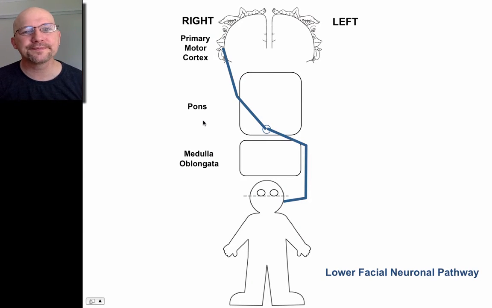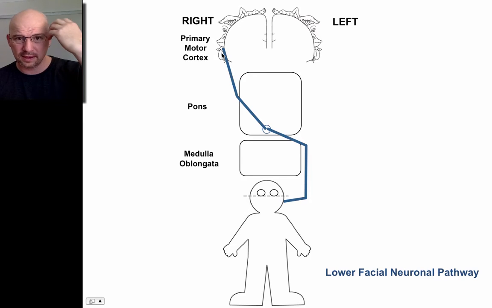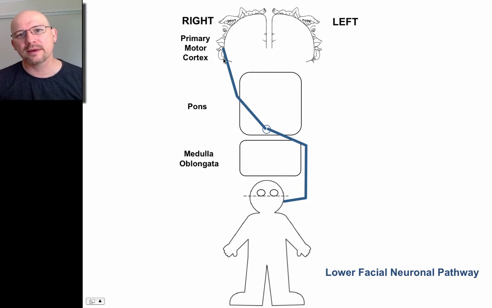Now let's take a look. We've taken a look above the eyes. Let's take a look now below the eyes at the lower part of the face. When we take a look at the lower part of the face, we're getting further down the primary motor cortex. And like the upper face, we've got an upper motor neuron that comes down to a lower portion of the pons and then decussates over down to the lower face. So far, pretty much the same. The difference is that with the lower facial neuron, we don't have bilateral innervations by the upper motor neuron.